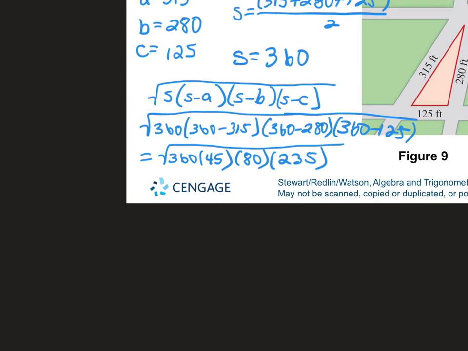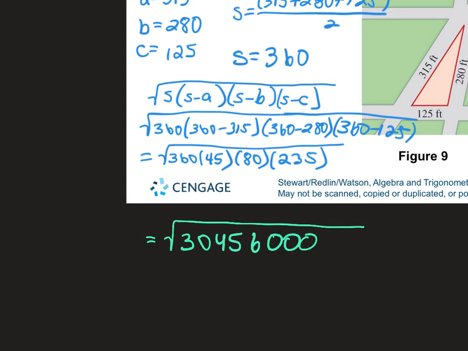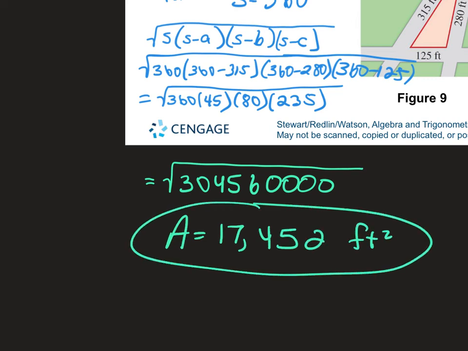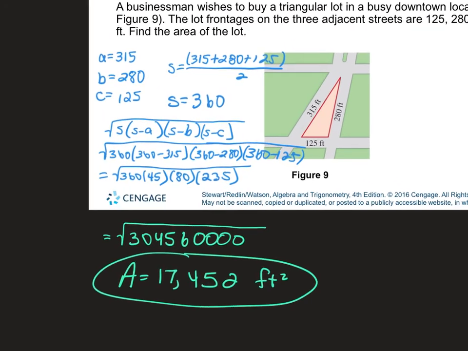All right. Now, last step. You can do all of this at one time in your calculator, or you can simplify one more little bit. You can multiply all those numbers together. So 360 times 45 times 80 times 235, and you get 30456 and 4 zeros. And then you have to take the square root of that. So second square root, second answer. And you get that the area is about 17,452 feet squared.